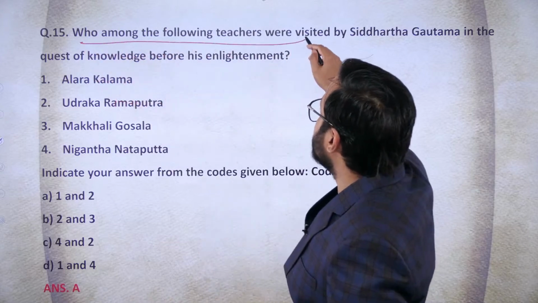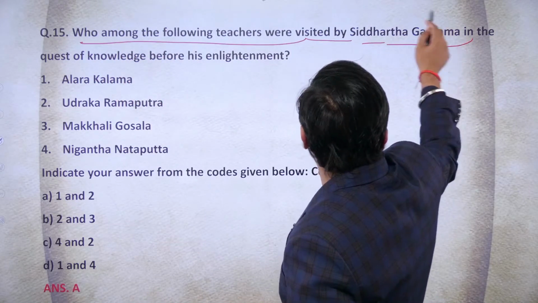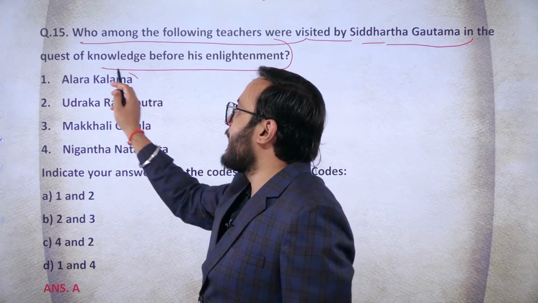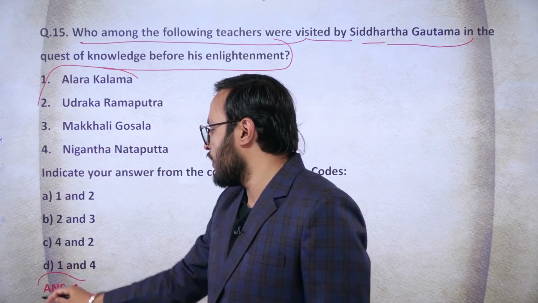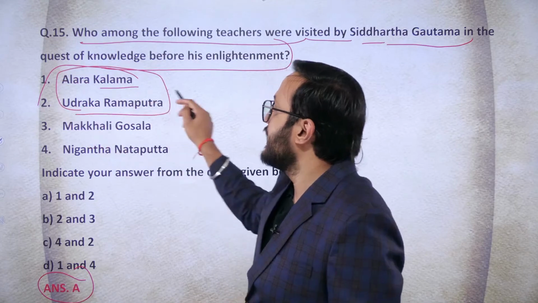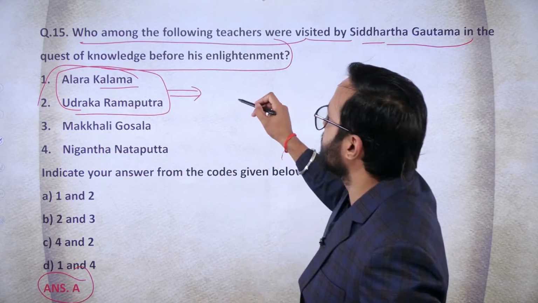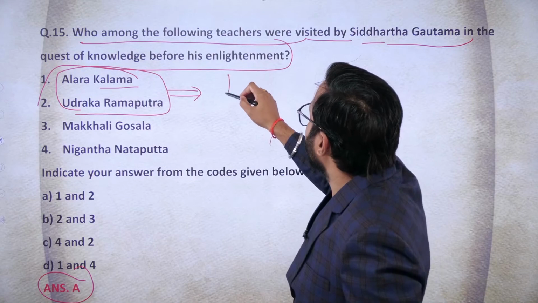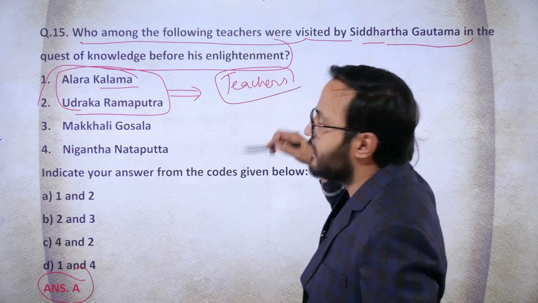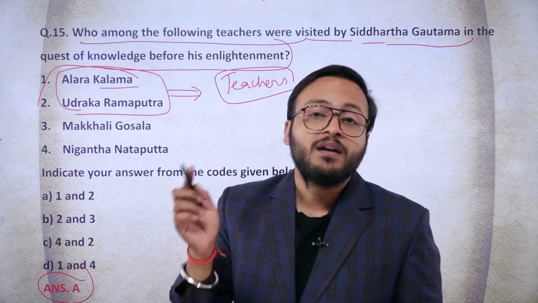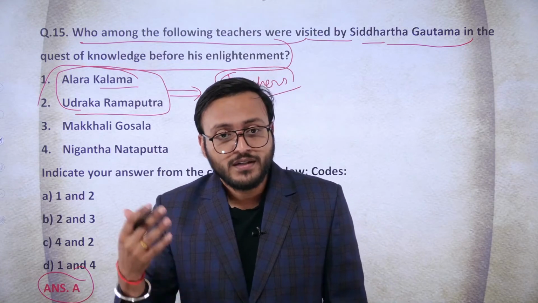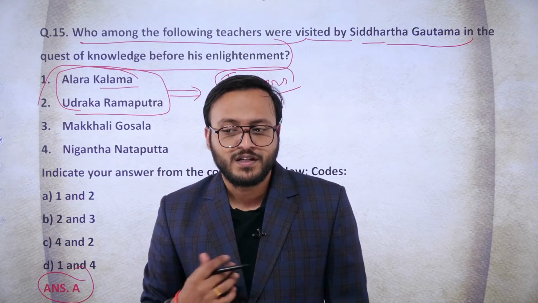who among the following teachers were visited by Siddhartha Gautama in the quest of knowledge before his enlightenment? Some of you might be aware already. I have already provided the answer here. Option number A. So Alara Kalama and Uddaka Ramaputta, they are both regarded as the teachers whom Lord Buddha or Tathagata Buddha visited in order to search for the true knowledge.